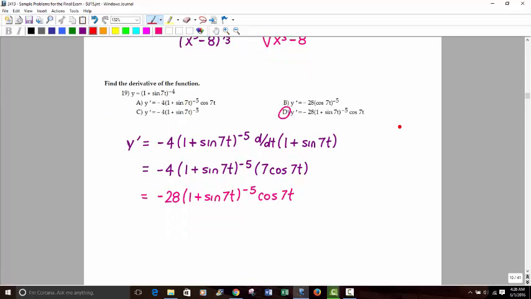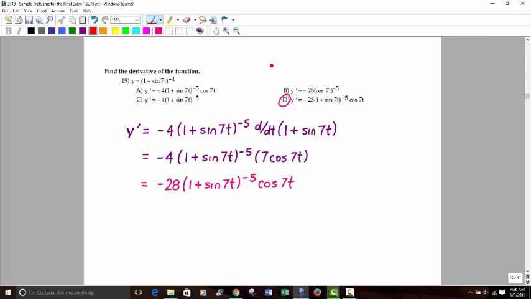Number 19. Okay, same thing here. So basically it's like u to the negative 4. So if you bring down negative 4, you leave the u alone. Students often make a mistake when they're first learning this of taking the derivative right here with that exponent, but they kind of jump the gun, but don't do anything there. It's still 1 plus sine of 7t here. Subtract 1 from the exponent. Negative 4 minus 1 is negative 5.